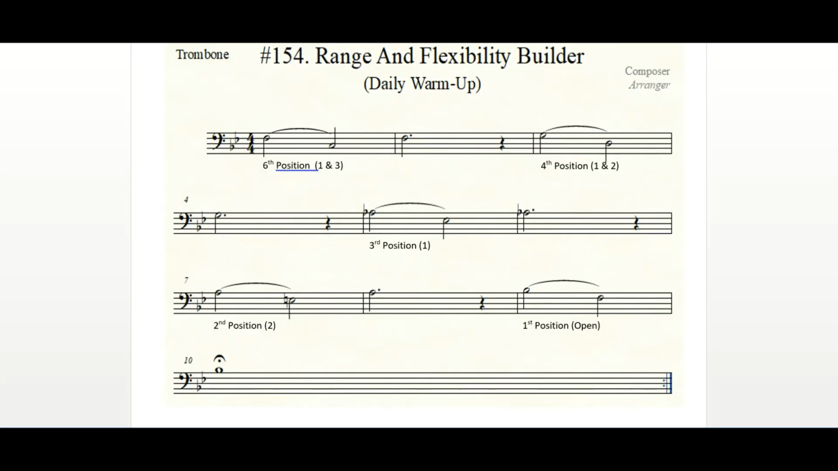Okay, trombones and baritones. Now let's look at your music. We're looking at number 154, Range and Flexibility Builder on page 30. Again, it's number 154. Okay, so let's look at a few things. Again, we have 4/4 time signature. The top four tells us there are 4 beats in the measure. The bottom number tells us the quarter note gets the beat. In our key signature, we have B flat and E flat. B flat right here, E flat right here.